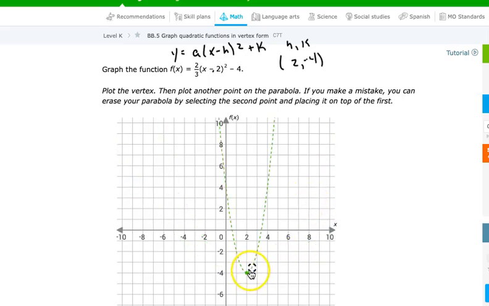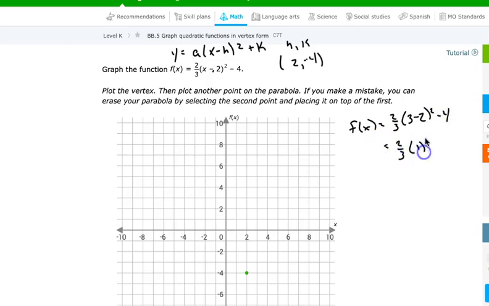So if this was 2, I could go either direction. I could use 3 or I could use 1. I'm just going to go ahead and use 3. So I have f of x equals 2/3 times, in parentheses, 3 minus 2 squared, minus 4. So this would be 2/3 times 1 squared minus 4, which would just equal 2/3 times 1.